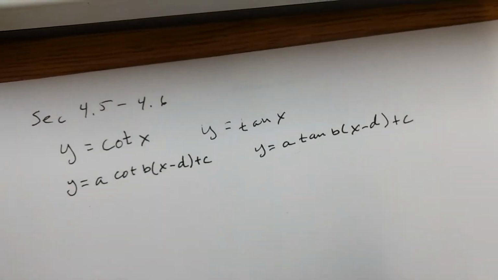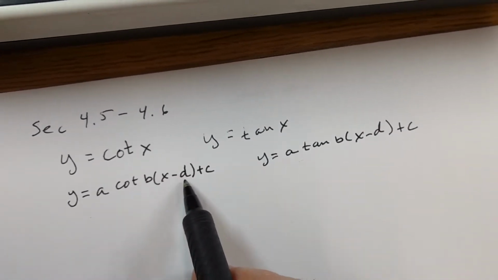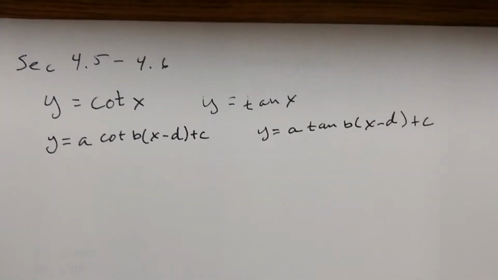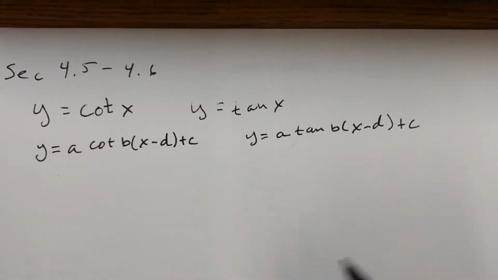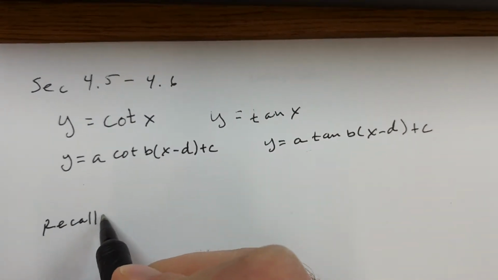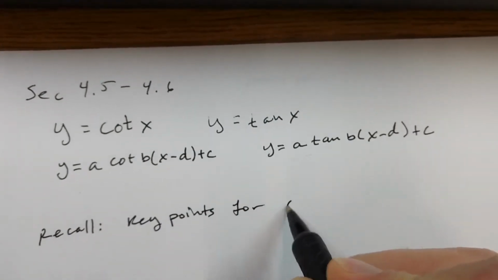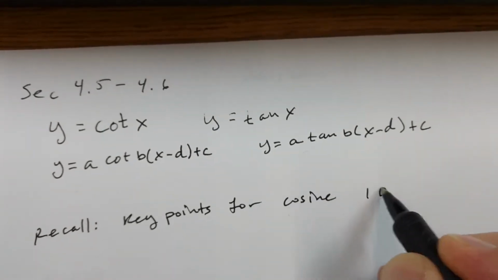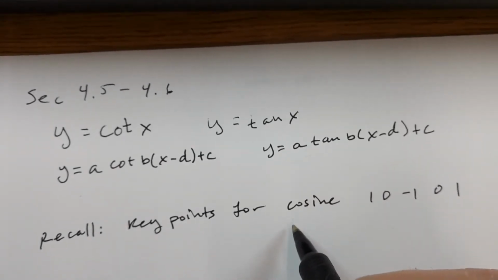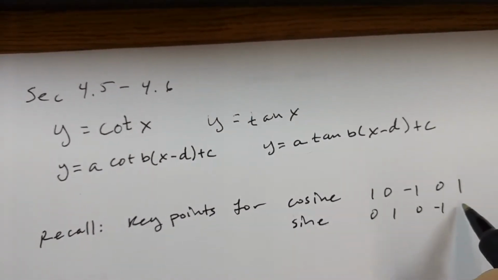But what's nice about these functions is that we already know how to handle the a value, the b, the c, the d. What we really need to know about is the key points for the cotangent and the tangent. If you recall, we discussed that the key points for the cosine function were 1, 0, -1, 0, and 1, while the key points for the sine function are 0, 1, 0, -1, and 0.